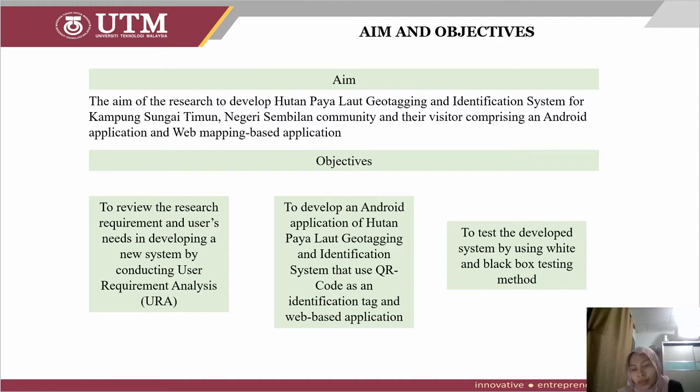So by the end of this research, the objectives to be achieved are to review the research requirements and users' needs to develop the new system, to develop an Android application of the Hutan Paya Laut Geotagging identification system that uses a QR code tag as an identification tag, together with a web-based application. And finally, to test the developed system by using the white and black box testing method.